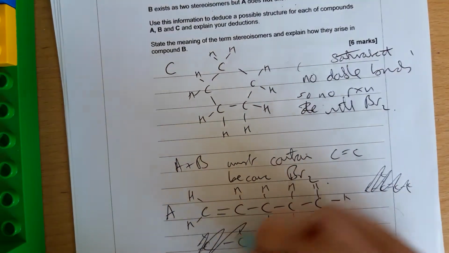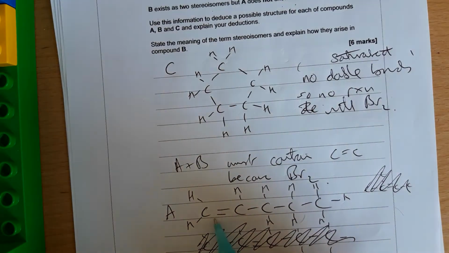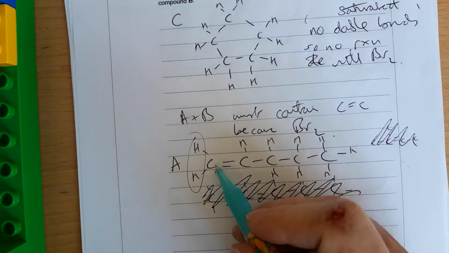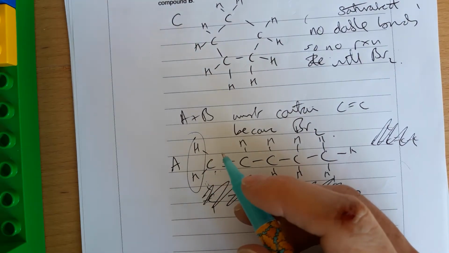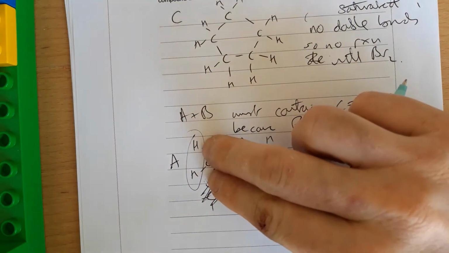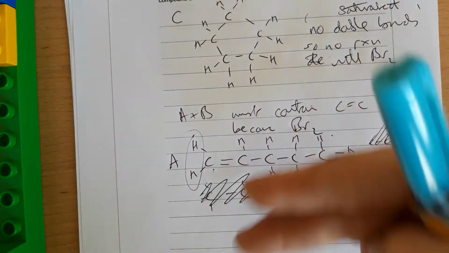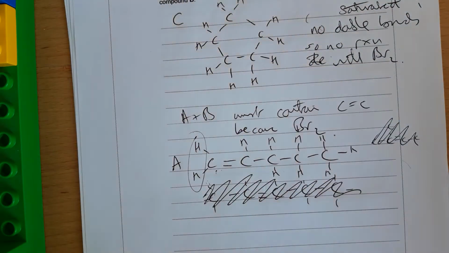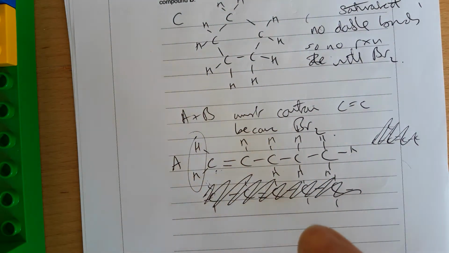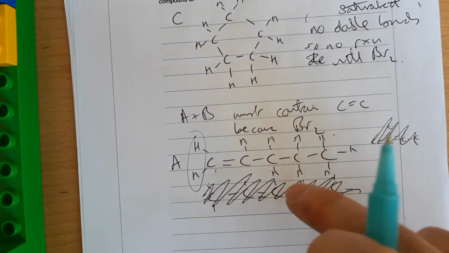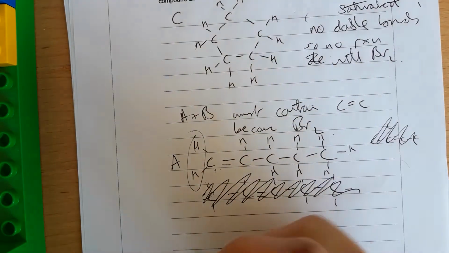Just going to rub this one out for a sec. This doesn't show stereoisomerism because one of the carbons of the double bond has got 2 hydrogens attached, 2 identical groups. So it doesn't matter if these hydrogens flip over, it's going to be the same molecule. It doesn't matter if you flip all these groups over, this carbon over, sorry, it'll be the same molecule. So this must be A.